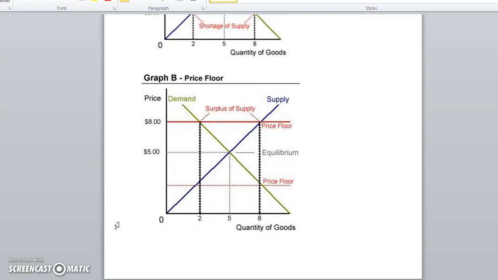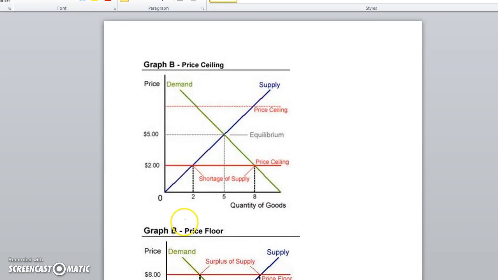It's the opposite when you're looking at price floors, because it's above the equilibrium, so you're going to hit your demand curve first, at a certain price. You keep going, you hit your supply curve at that price, and you simply subtract those quantity numbers again, and that will give you your surplus of supply for a price floor. So just keep those things in mind when you're looking at these last few assignments.